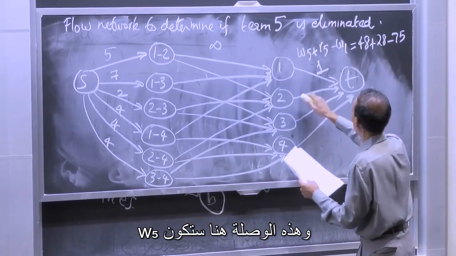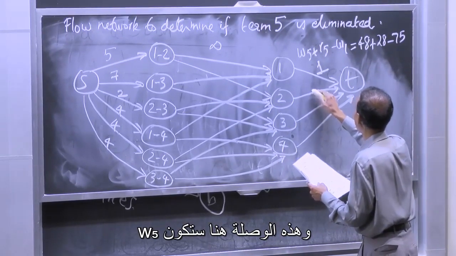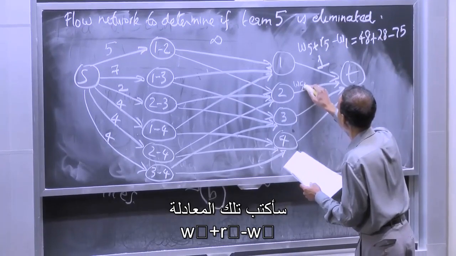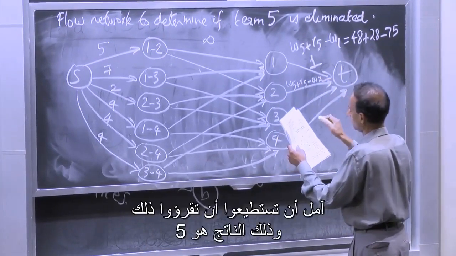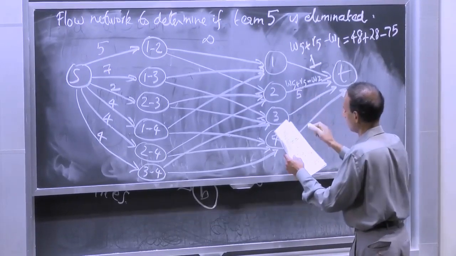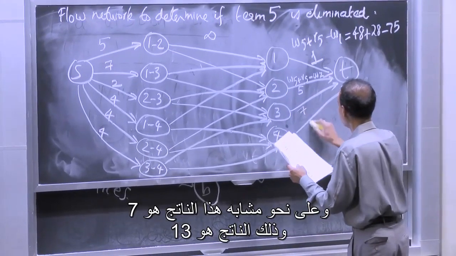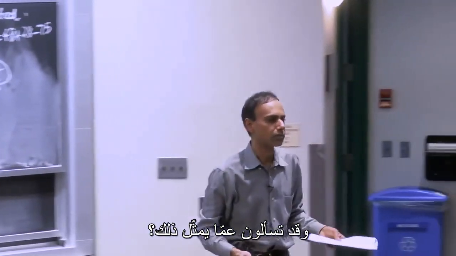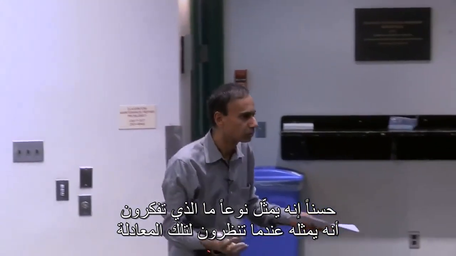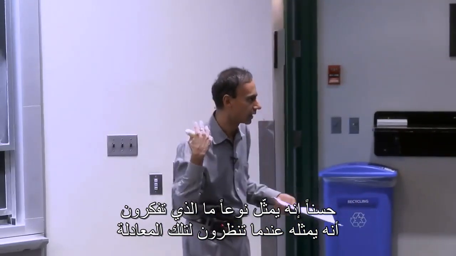And then this thing here would be W5, I'll just write that out. W5 plus R5 minus W2. Hopefully you can read that. And that's a 5. And then similarly, this is a 7, and that's 13. Right? And so you might ask, what does this represent? Well, it represents what you think it represents if you just look at that equation.